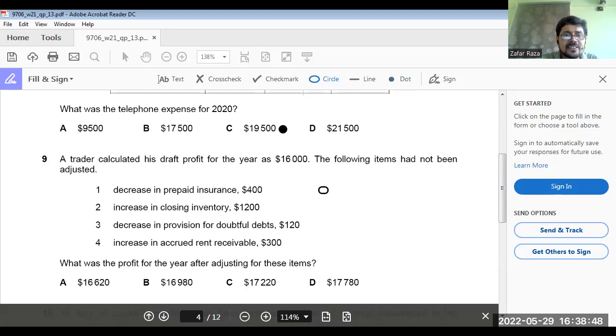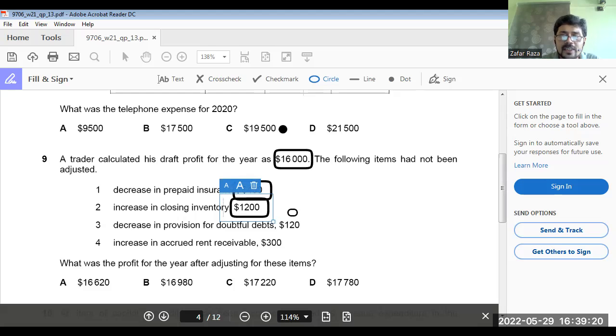A trader calculates profit for the year 16,000. Now the following items had not been adjusted. Decrease in prepaid insurance for 400. Now see class. When we add 16,000, if prepaid is decreased, see what will happen if prepaid is decreased? Our expenses increase and profit is decreased. 16,000 minus 400. Okay. Now what about this 1,200?